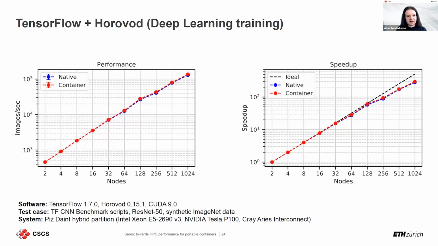Then we have a combination of TensorFlow and Horovod performing the training of a convolutional neural network from TensorFlow's own benchmark scripts. The network is ResNet 50, being trained over synthetic ImageNet data. And we're running between 2 and 1,024 nodes. And again, we see a very, very consistent performance profile between the native and container applications.